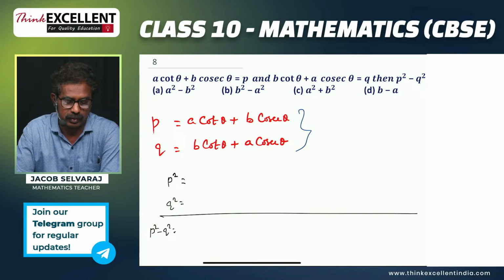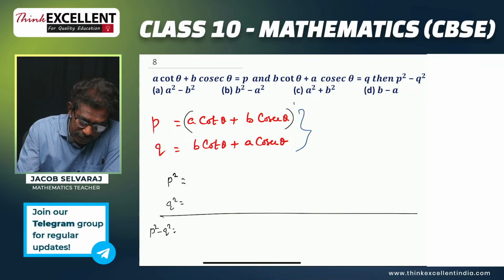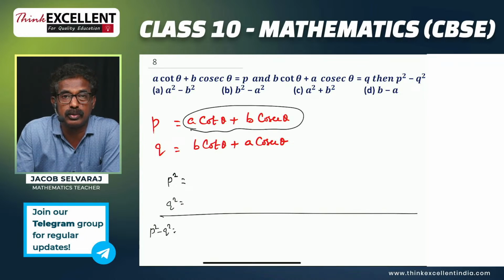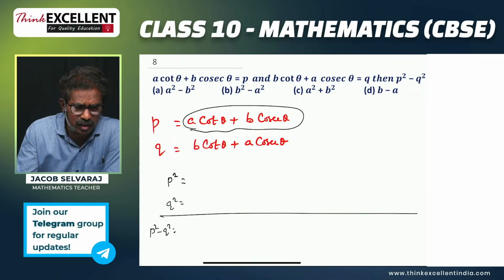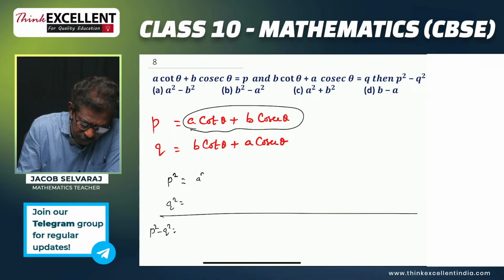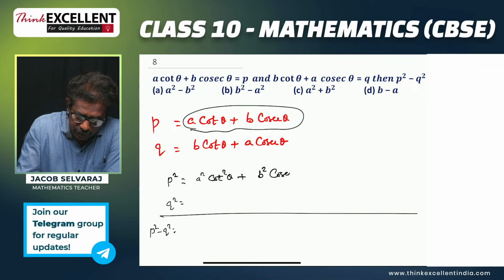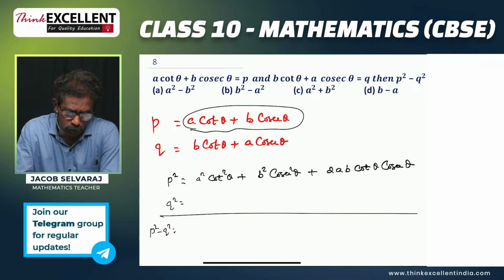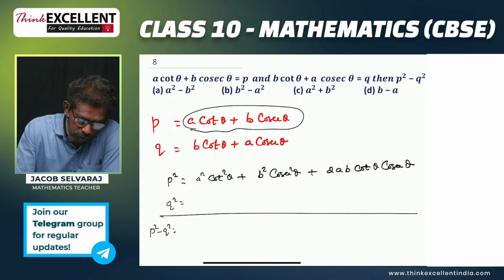See what you are getting. So P square, now you have to square this. This is of the type A plus B the whole square, so it is A square plus B square plus 2AB. Order can be changed. So that is A square cot square theta, plus B square cosecant square theta, plus 2AB cot theta cosecant theta. Hope you understood P square. Then you find Q square, so you square this one.